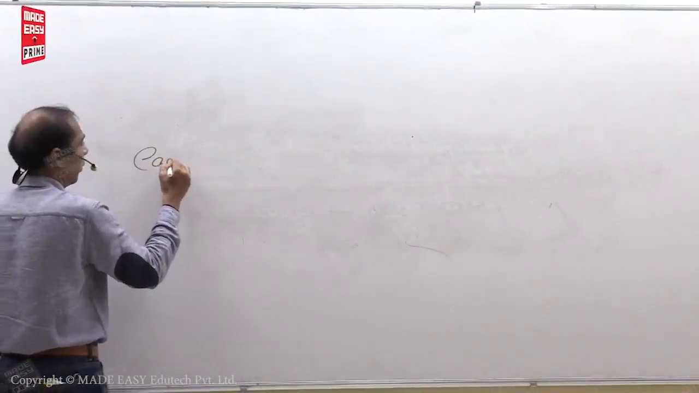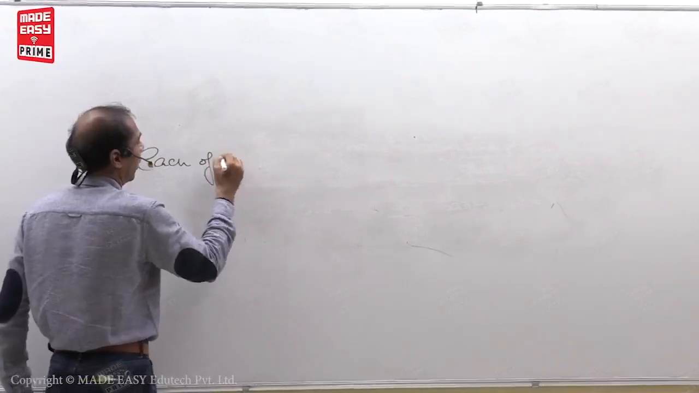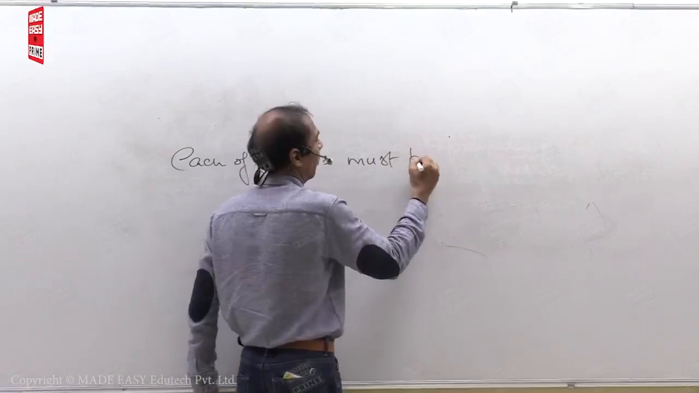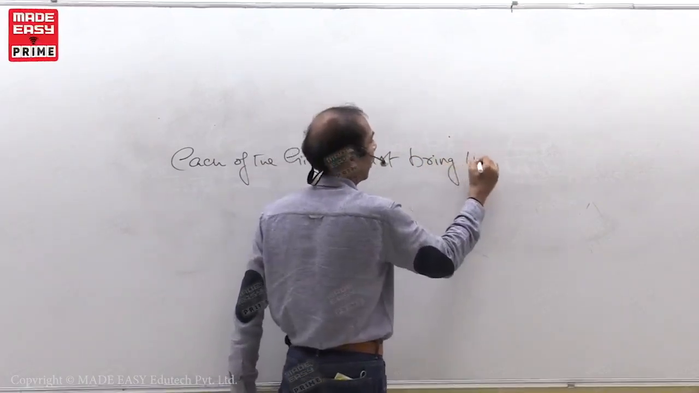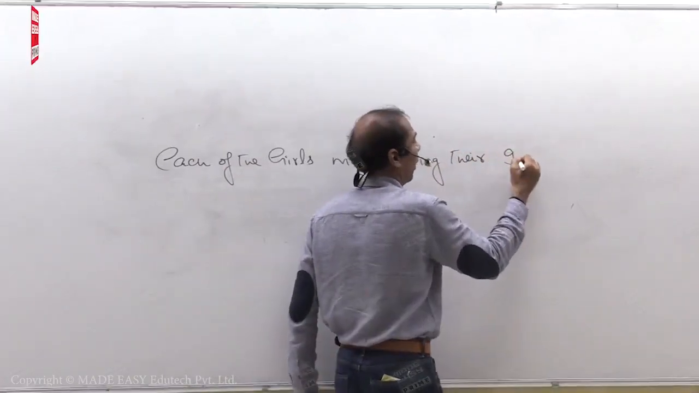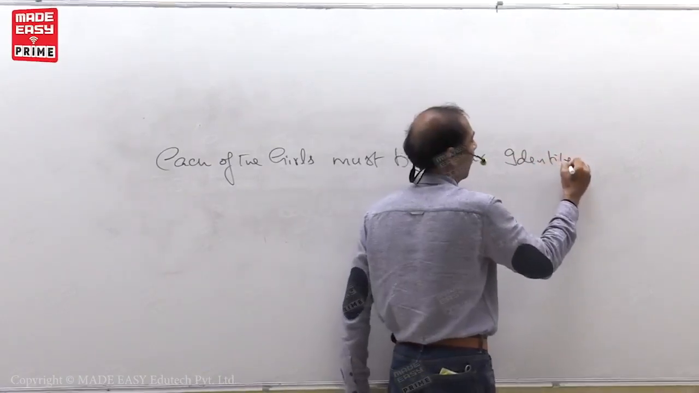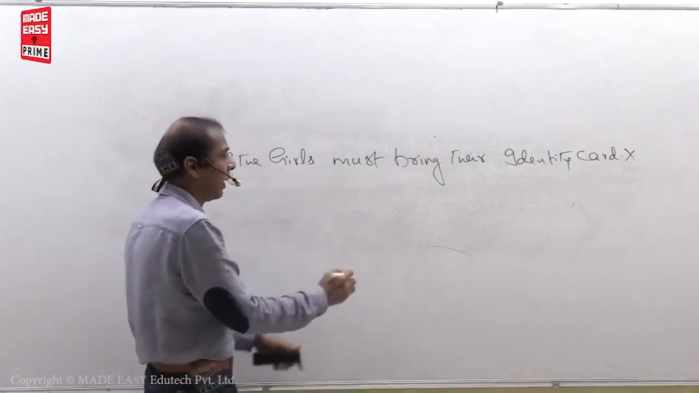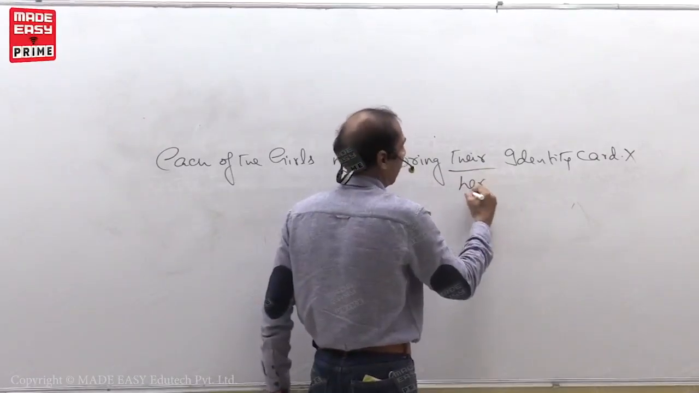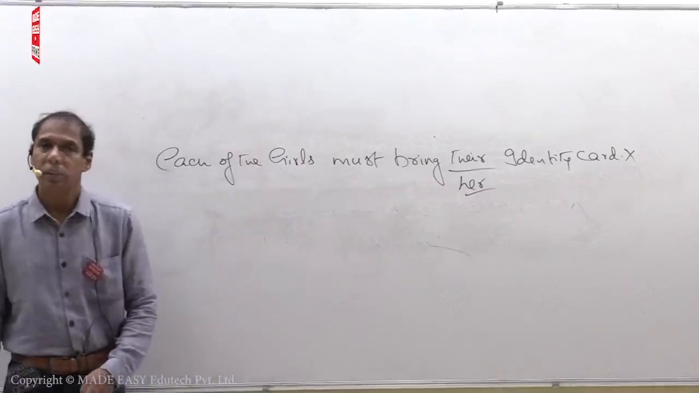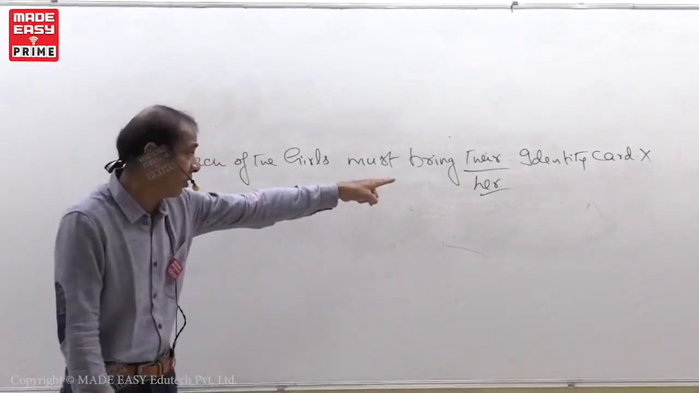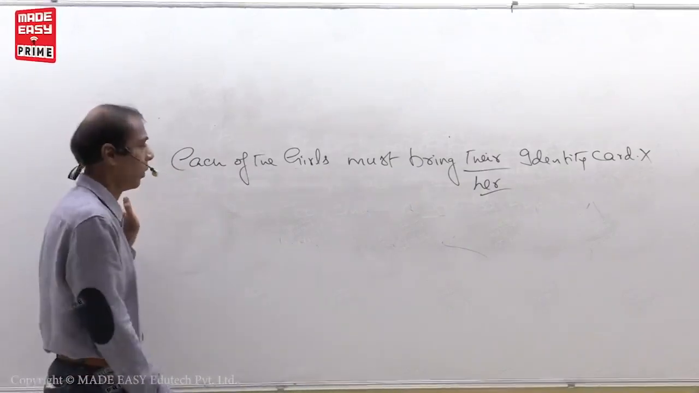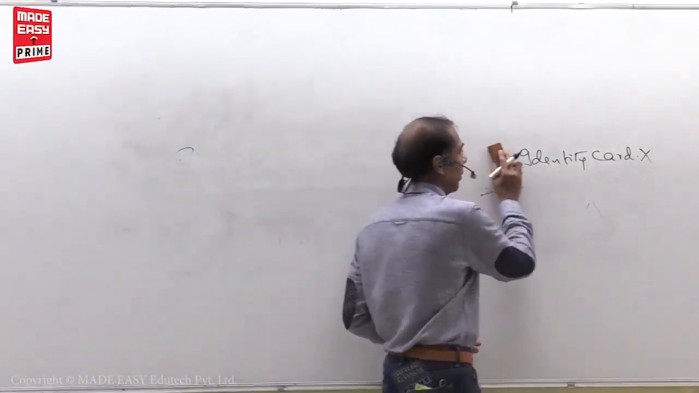One more. Each of the girls must bring their identity card. Wrong. Each of the girls must bring her identity card. Pronoun must be in singular form. Similarly, reflexive pronoun also. If pronoun is given here, if reflexive pronoun is given, that also must be in singular form. Okay? Next.